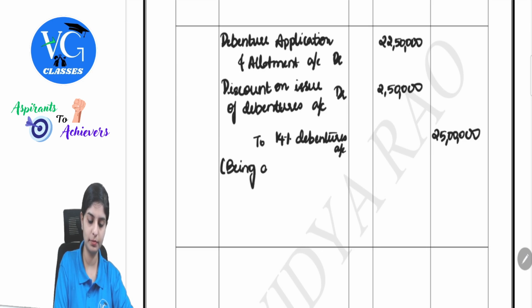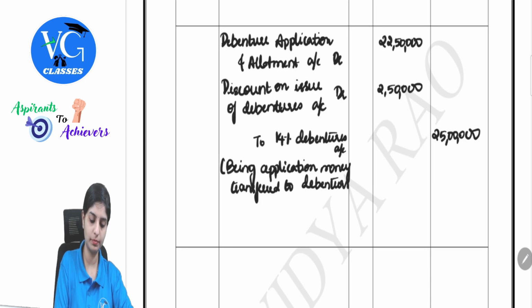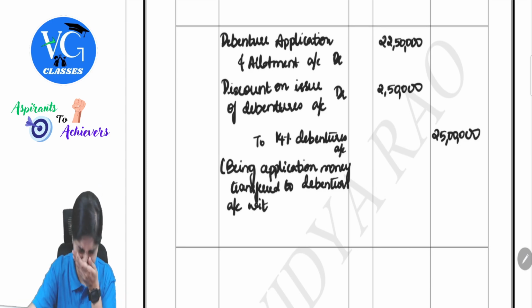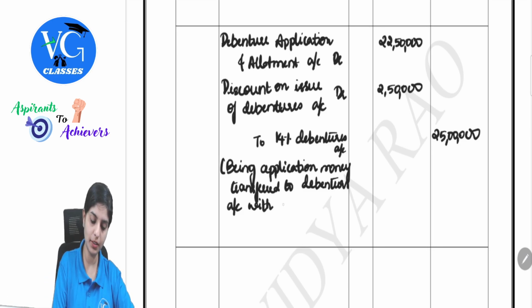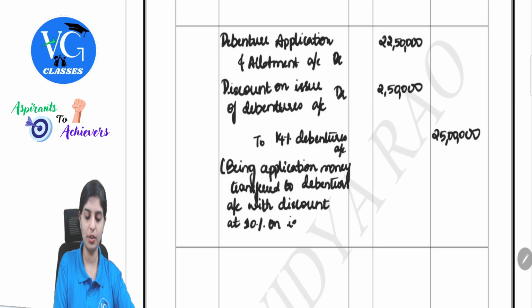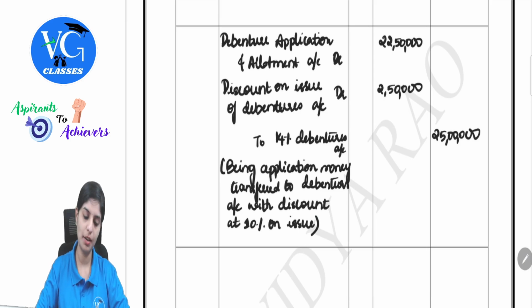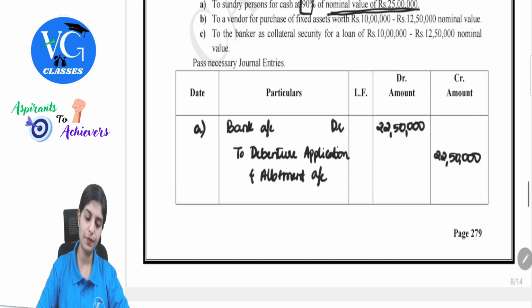Being application money transferred to debentures account with discount at 10% on issue. Is this clear? Fine. So this completes the first part.